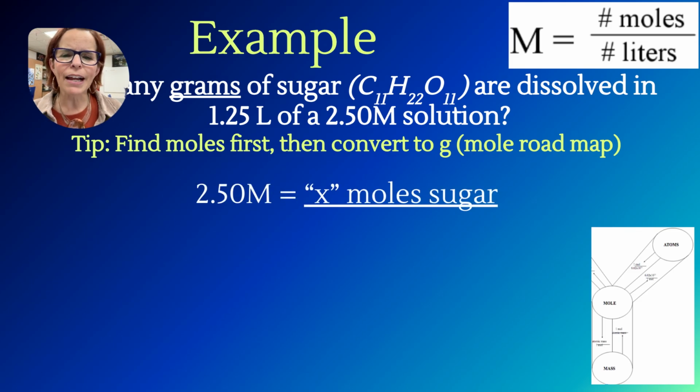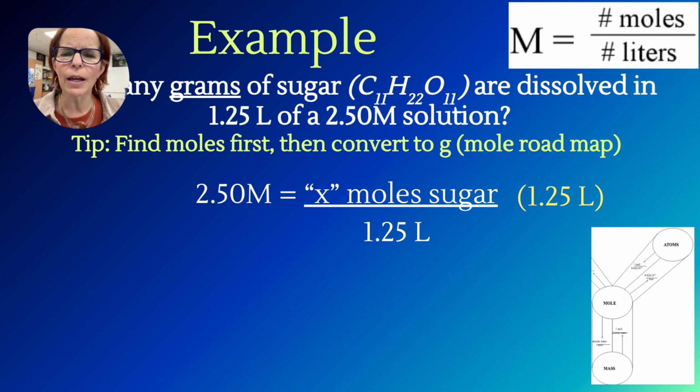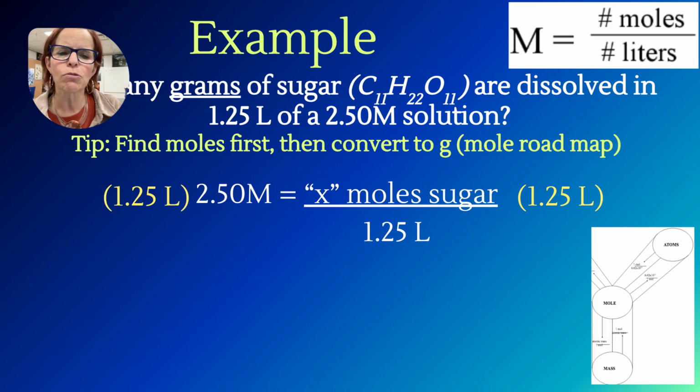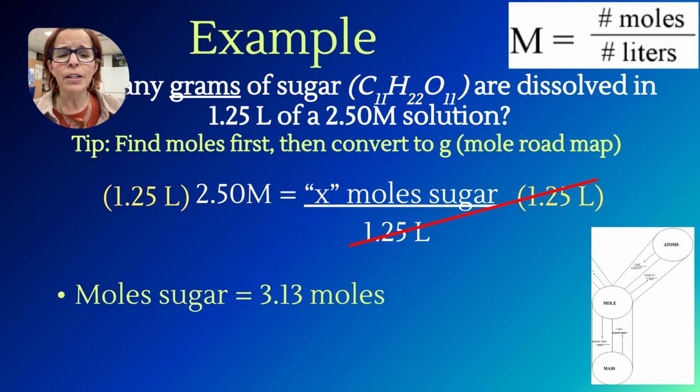So the first thing we're going to write down is 2.50 molarity or molar equals how many moles of sugar in 1.25 liters. So we're setting them up to be the same, and we need to know how many moles we're looking for. So I'm going to isolate the X moles of sugar. I want them all by themselves. So I multiply both sides by 1.25 liters. If I do it to the right, I have to do it to the left. And now they cancel out. I have moles of sugar isolated on the right. So now I just multiply 1.25 liters times 2.5 molar, and I get the number of moles.